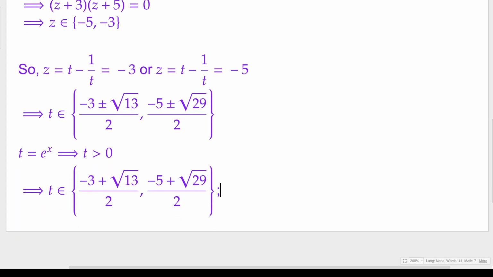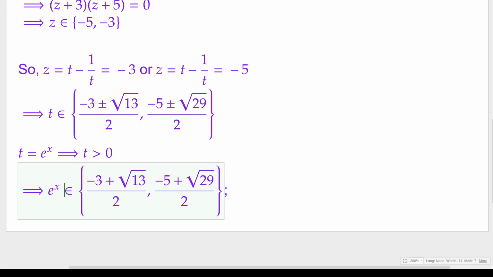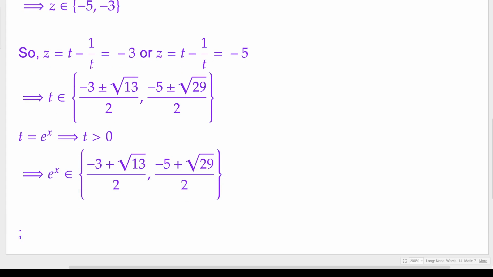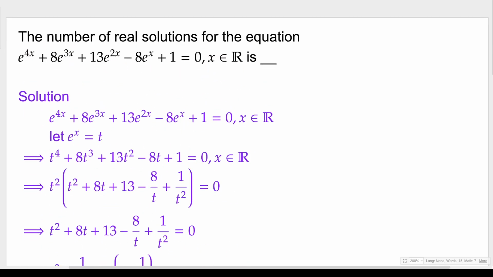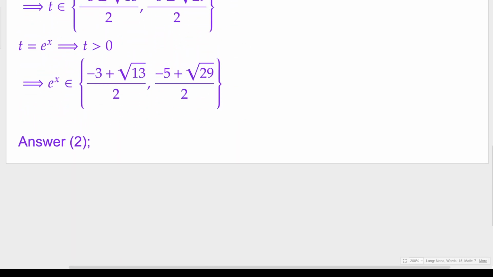So finally, e to the power x can accept only these two values. So there are only two roots for this one, and the answer is 2. There are only two real solutions which will satisfy this given equation. If you have to isolate x, we can take natural log on both sides, so x can be extracted. But we need not compute the value of x, we need to find the number of real solutions, and the answer is 2.